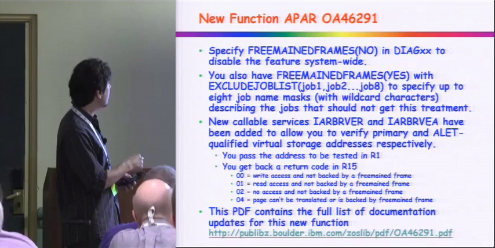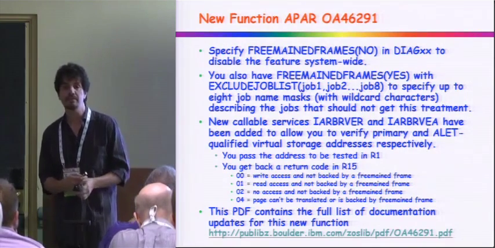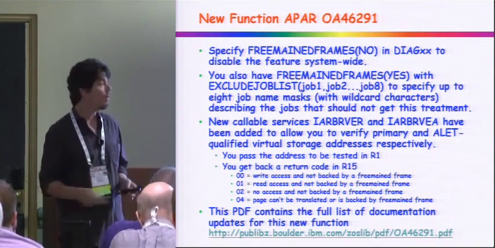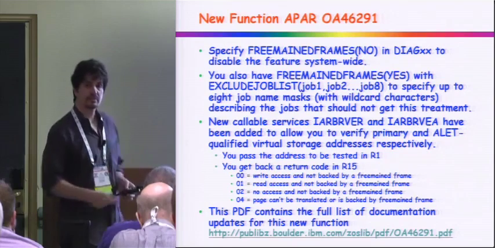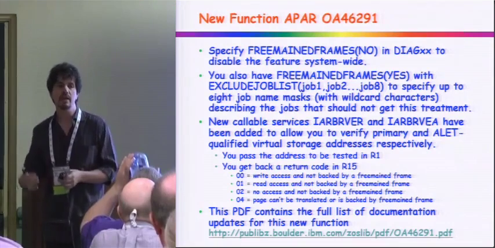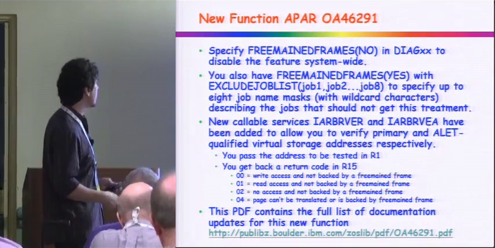But in DIAGXX, you can actually code FREEMAINFRAMES NO, and that shuts the whole thing off for that system. You can also leave it as FREEMAINFRAMES YES, which is the default, but then you can specify an exclude job list, and those are wildcarded mask things, right? So you could have up to 8 of these and shut it off for a whole class of work if you run into any problems.